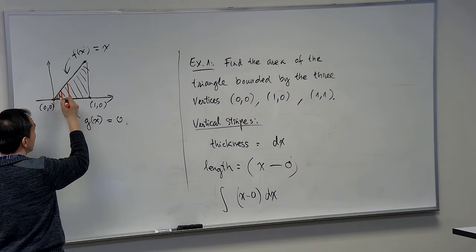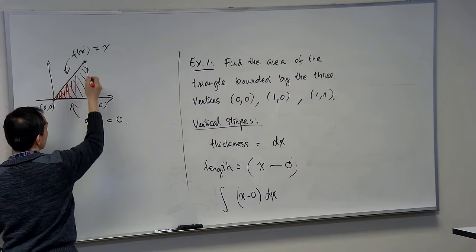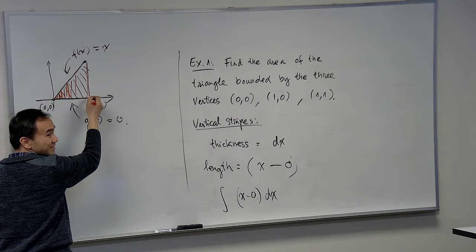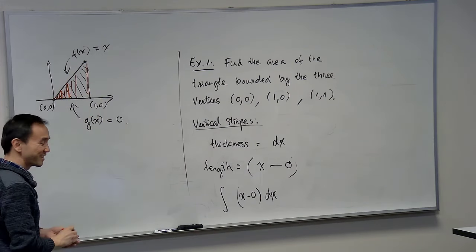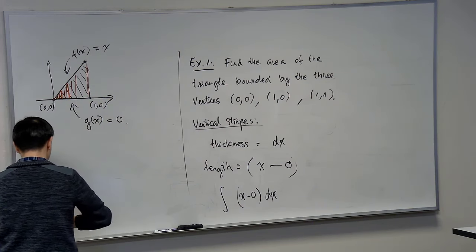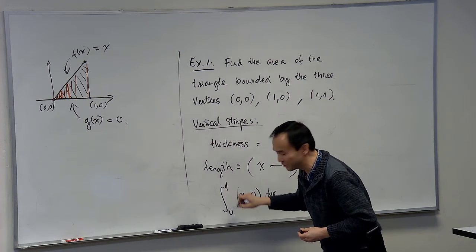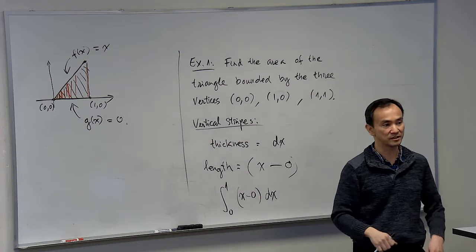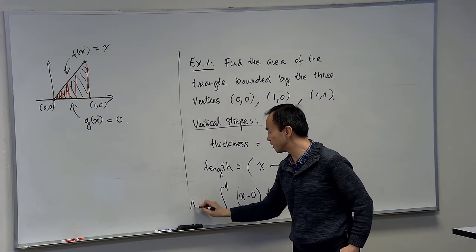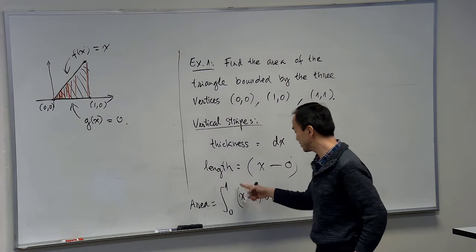and then it keeps having more length. Where's the last stripe that we can put? Right at 1. Okay, follow it? Okay. So now the accumulation happens when? The accumulation happens from 0 to 1. That's how we formulate the integral. So the area now is claimed to be equal to this integral over here.